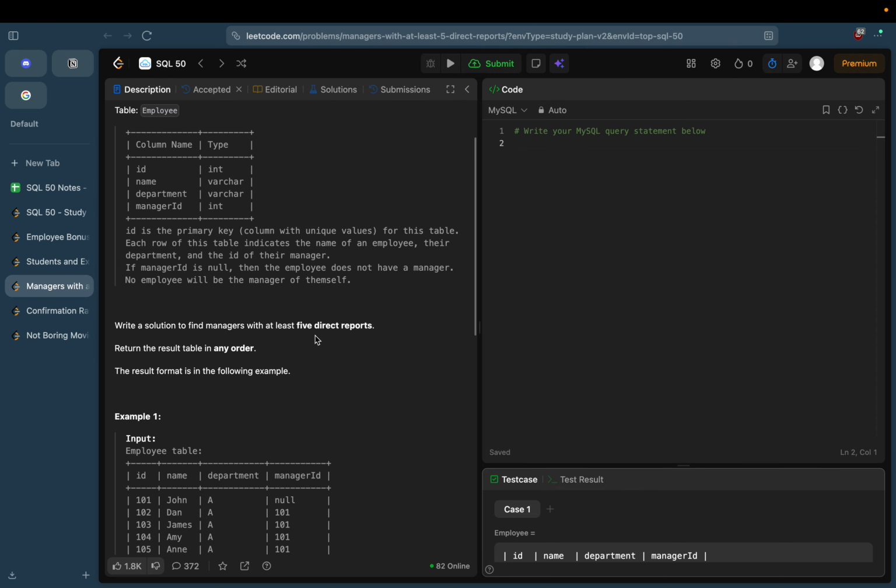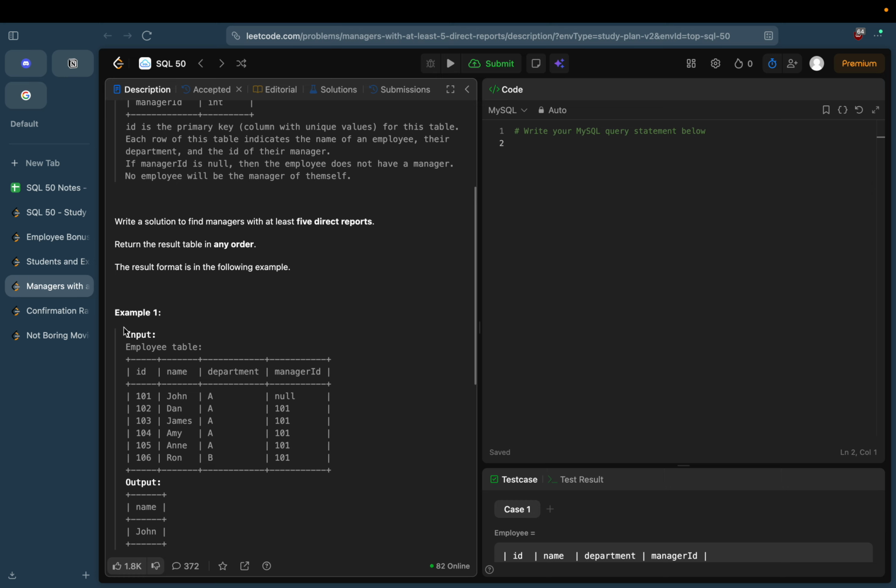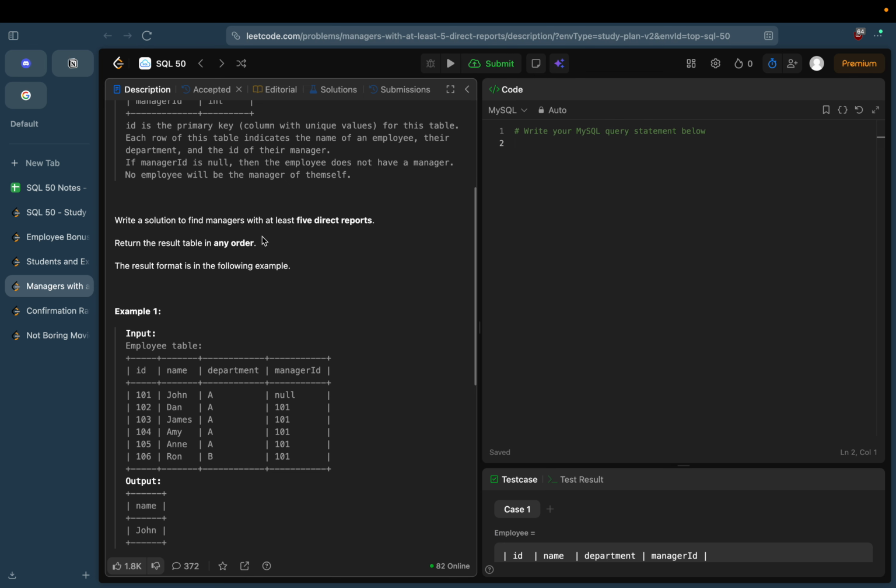Interesting. No employees will be manager of themselves. We only have a single table, and we have been given this information. No one is managing themselves. Hence, these two cannot be the same at the same time. Let's look at our problem statement. Write a solution to find managers with at least 5 direct reports. Return the table in any order.